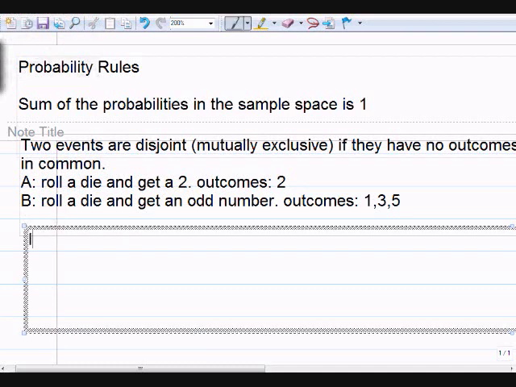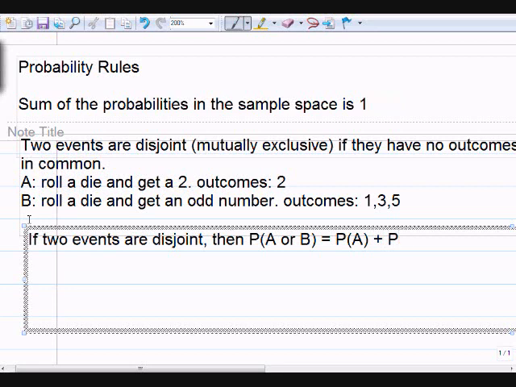All right, if 2 events are mutually exclusive or disjoint, the probability that one event or the other will happen, and I'll call this A or B, is the probability of event A happening plus the probability of event B happening.